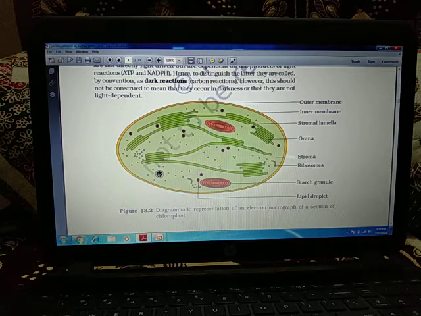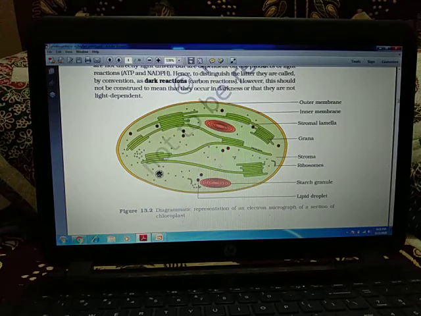Ribosomes are of 70S type. With the help of ctDNA, that is the chloroplast DNA, RNA and ribosomes, the chloroplast manufactures some of its own polypeptides, proteins and enzymes. So some enzymes, proteins and polypeptides are produced by the chloroplast itself with the help of the chloroplast DNA, RNA and ribosomes.